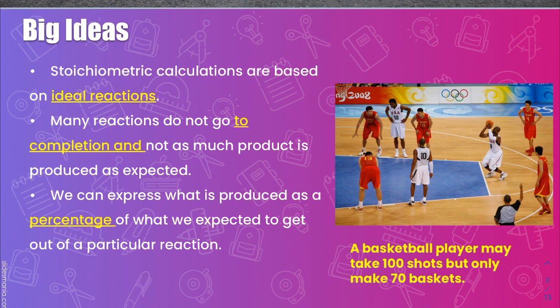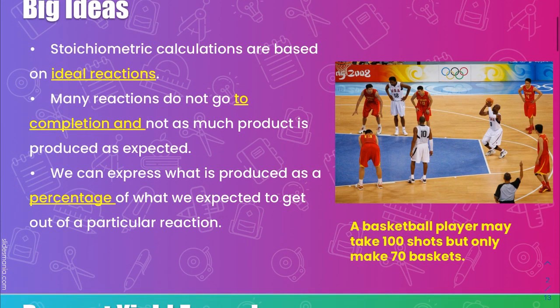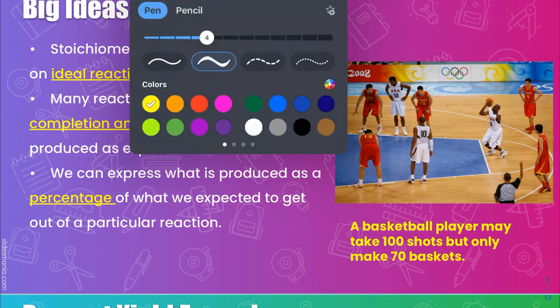So stoichiometry, here's a big idea. Stoichiometry calculations base their answers on ideal reactions. Many reactions, though, do not go to completion, and not as much product is produced as you expected. So we can express what is produced as a percentage of what we expected to get out of a particular reaction. So let's use a little sports example.